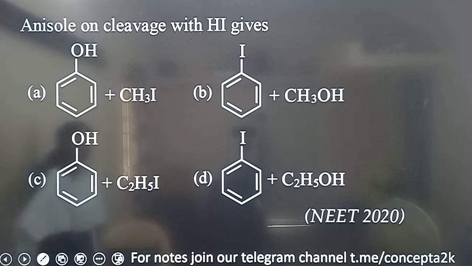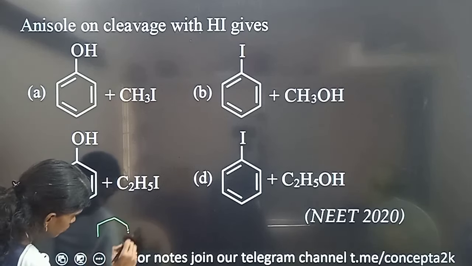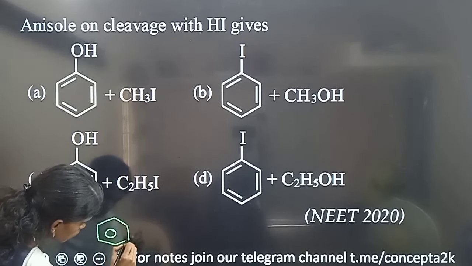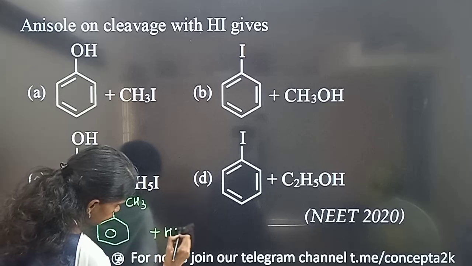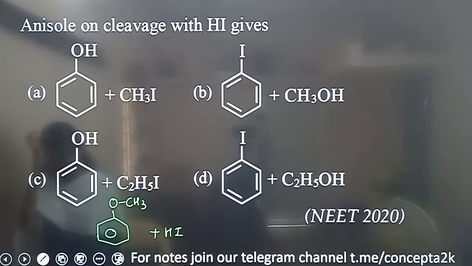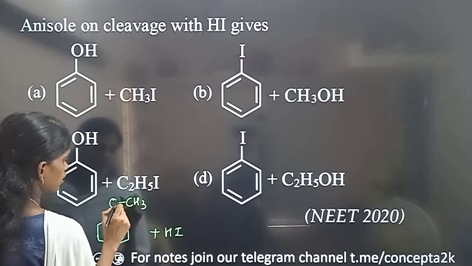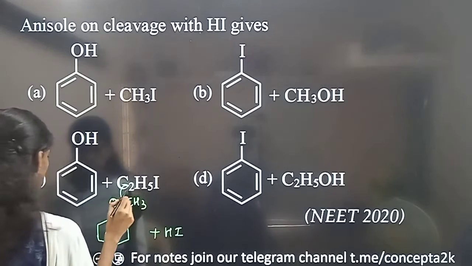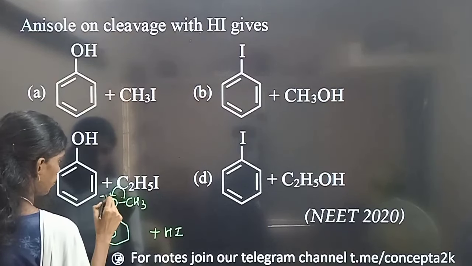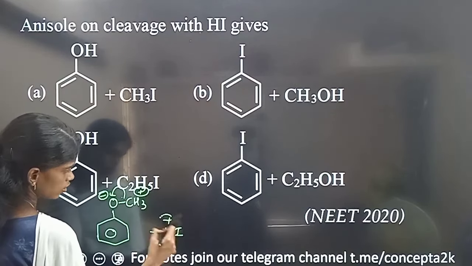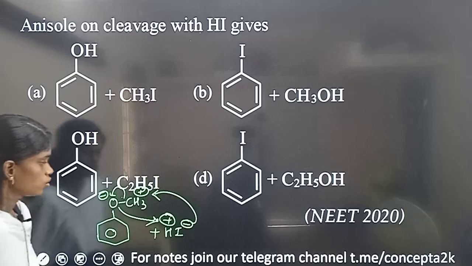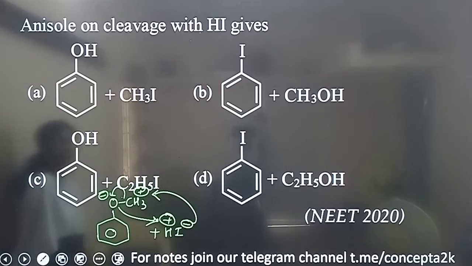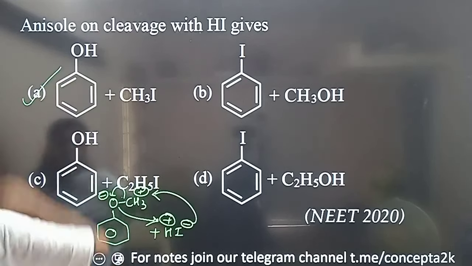Anisole on cleavage with HI gives? So, take anisole with HI. This bond cleaves like this, minus plus. So either H plus, O minus, I minus. So it will form phenol and methyl iodide. So option A is the right answer.